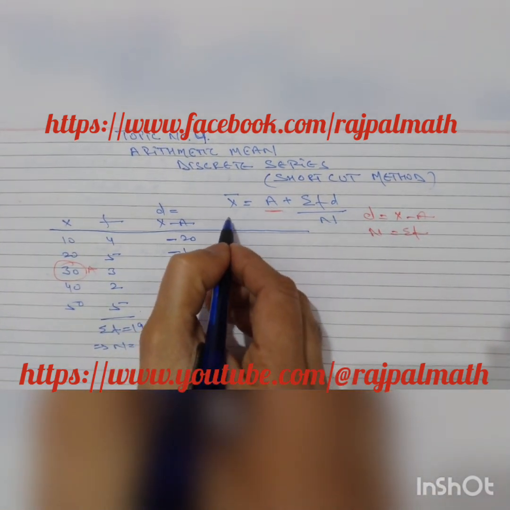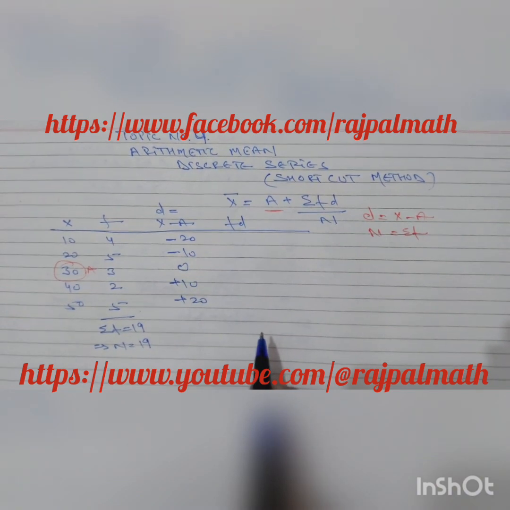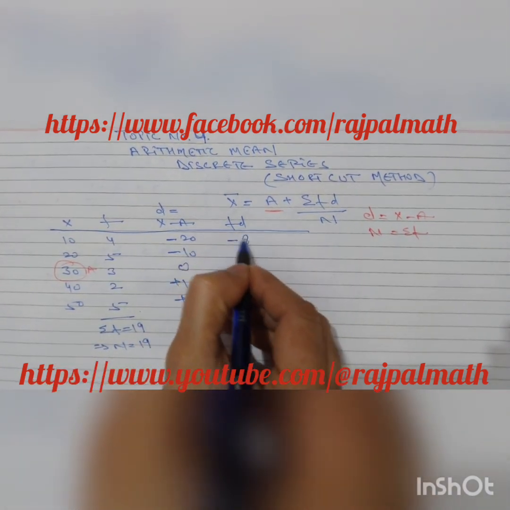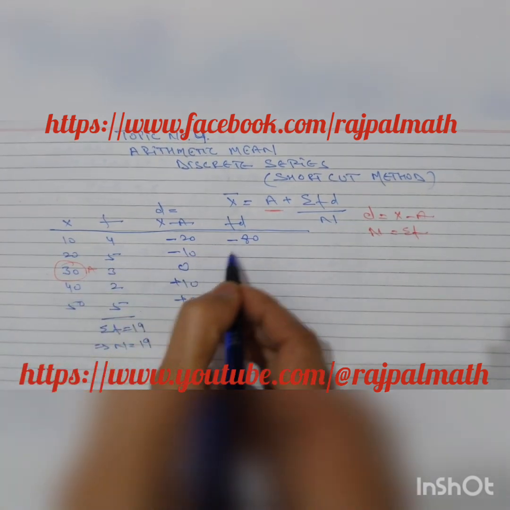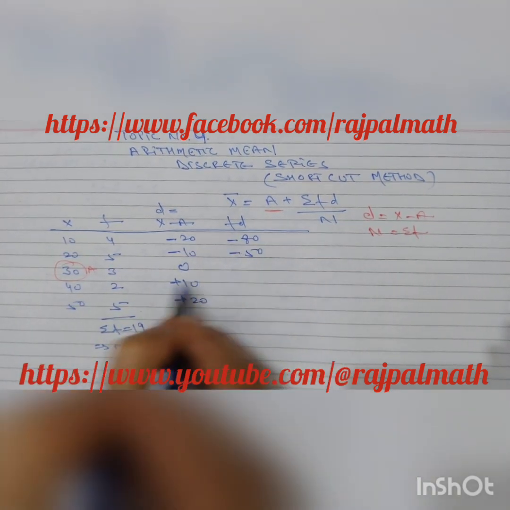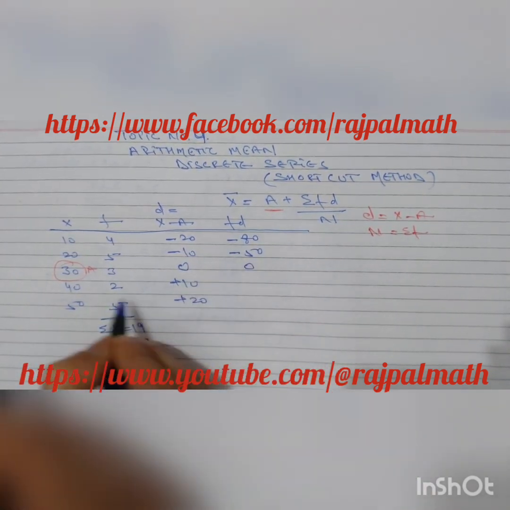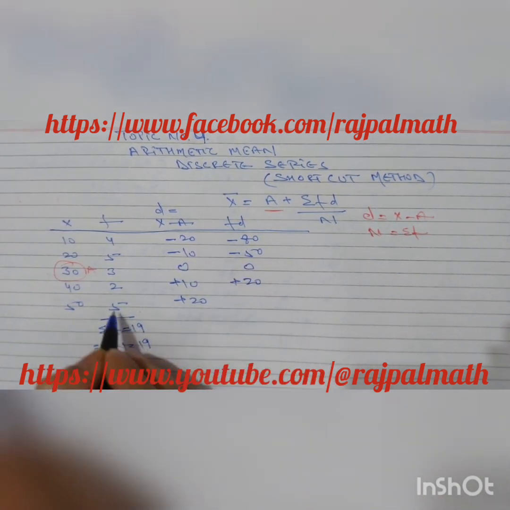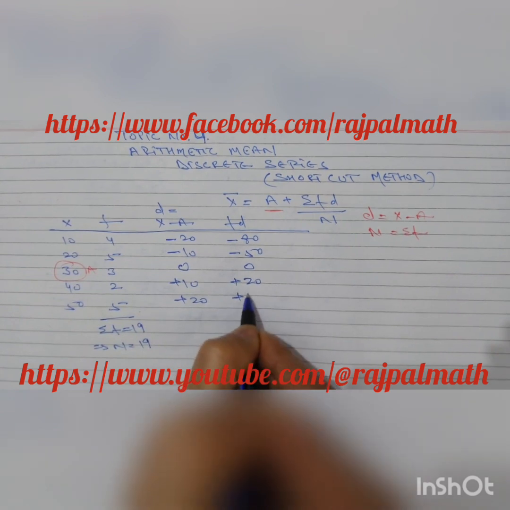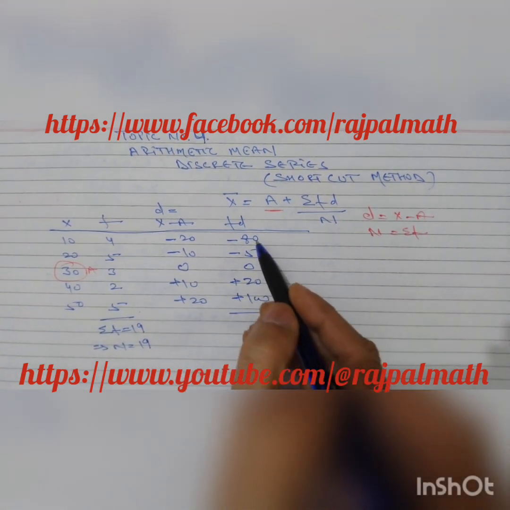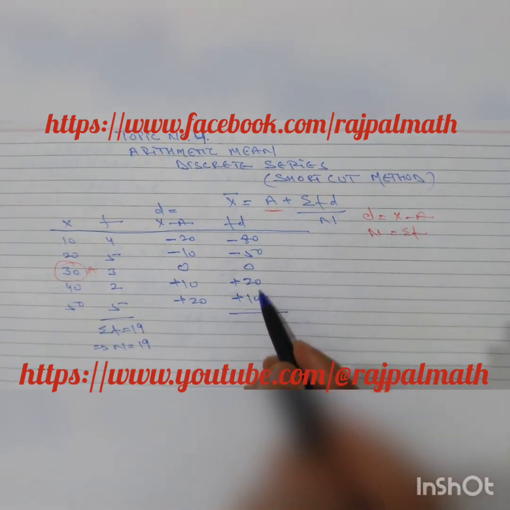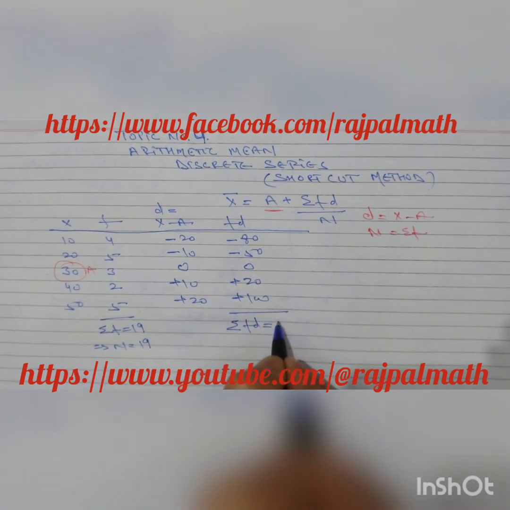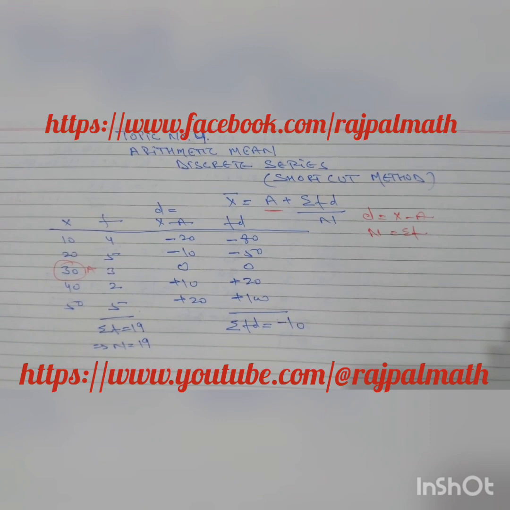Next calculate fd. fd is this into this: 4 into minus 20 is minus 80, 5 into minus 10 is minus 50, 3 into 0 is 0, 2 into 10 is 20, plus 20, and 5 into 20 is plus 100. By adding minus 80, minus 50, 20 and 100 comes out to be summation fd equals minus 10.